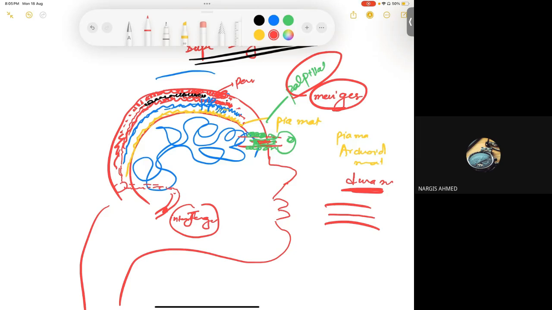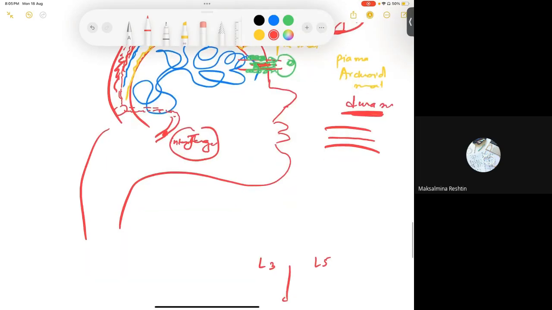Empty sella syndrome. What happened in empty sella syndrome? Do you guys remember? Somewhat, some with subarachnoid space. A CSF-filled structure goes inside the sella turcica and pushes the pituitary gland, and it looks like an empty sella on MRI.